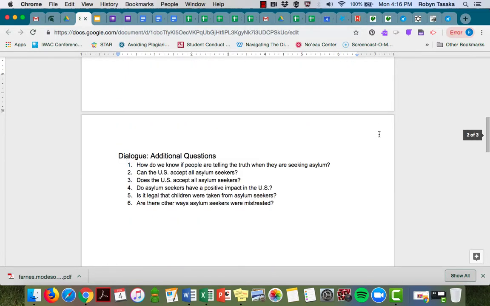They might ask me, how do we know if people are telling the truth when they're seeking asylum? Can the US accept all asylum seekers? Does the US accept all asylum seekers? Do asylum seekers have a positive impact in the US? Is it legal that children were taken from asylum seekers? Are there other ways asylum seekers were mistreated?